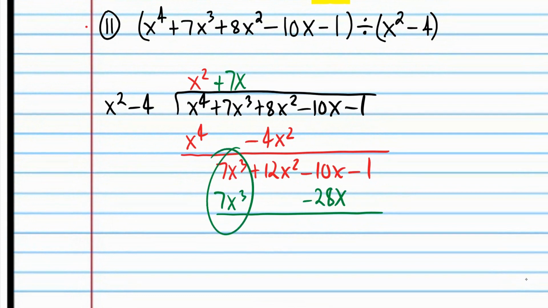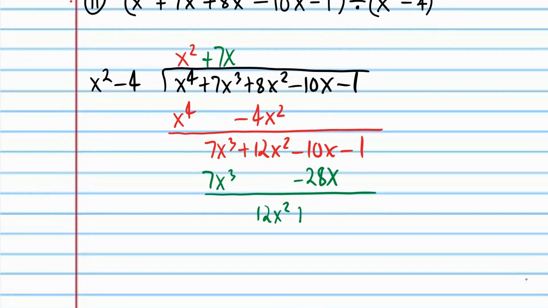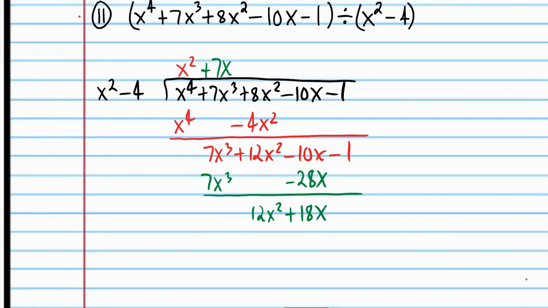So now we subtract these, we get 0. We subtract 0 from 12x squared, and we get 12x squared. Subtract negative 28x from negative 10x, and we get positive 18x. Be careful, that's a double negative. Remember, that's a double negative. That becomes negative 10x plus 28. And negative 1 minus nothing is negative 1.